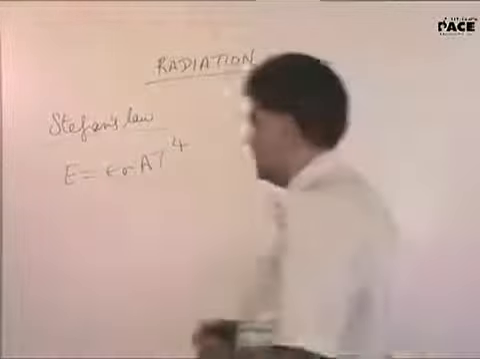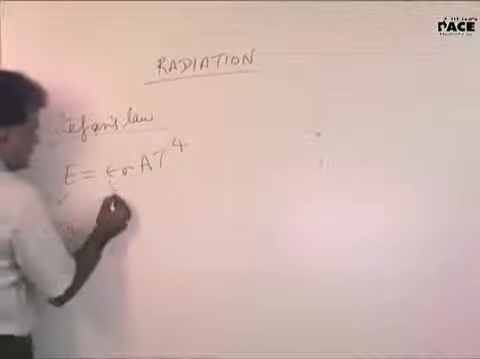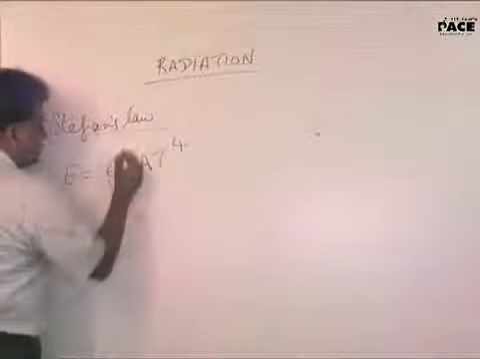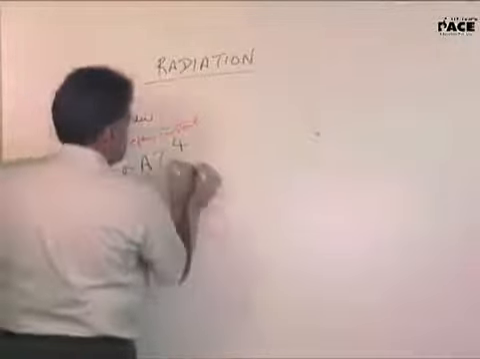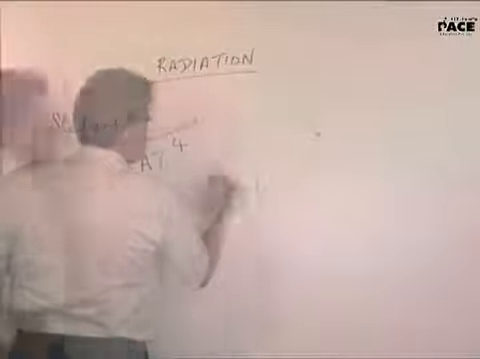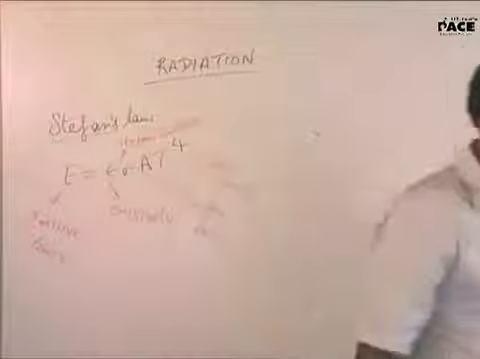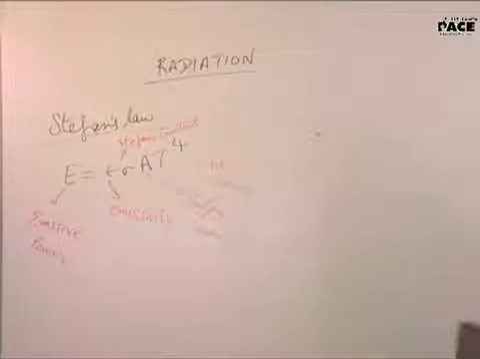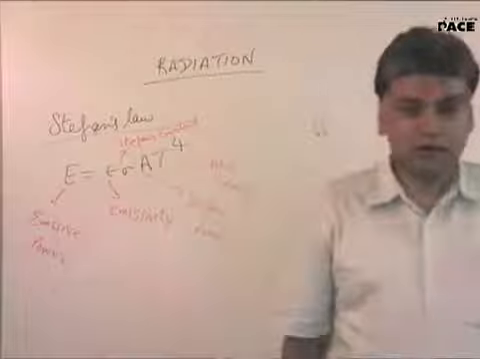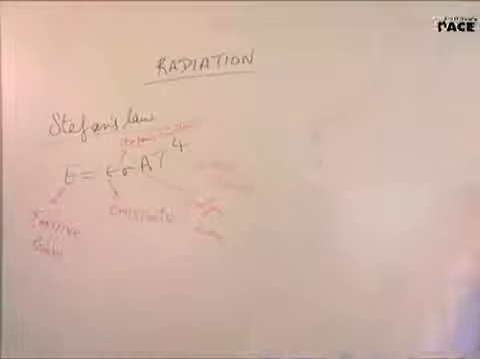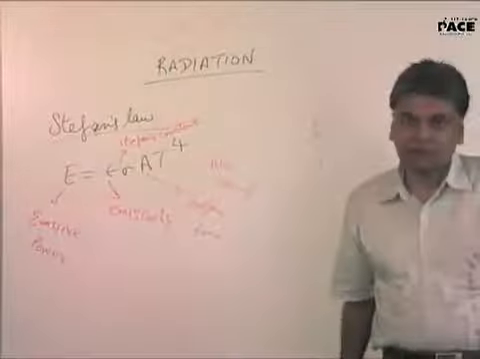Here, this is called emissive power. This is called emissivity. This is Stefan's constant. This is surface area. This is the absolute temperature of the body. Every body emits radiation. Even you and I emit radiation. But does it mean that in a dark room we'll be visible to each other? And if not, why are we saying we emit radiation?